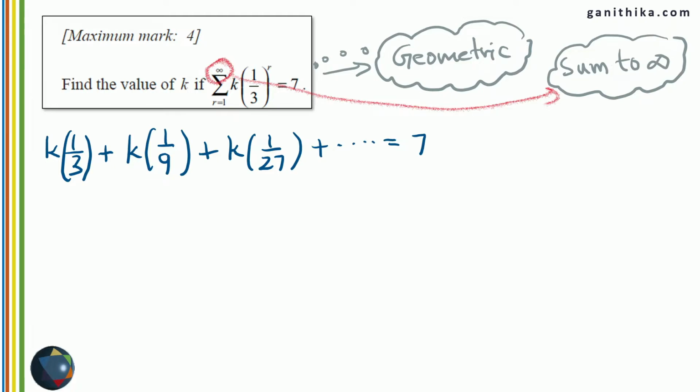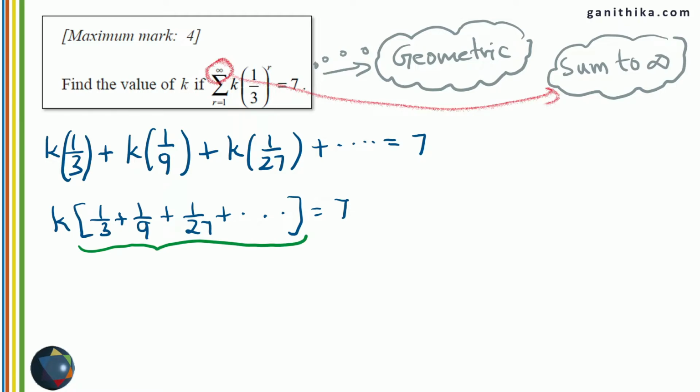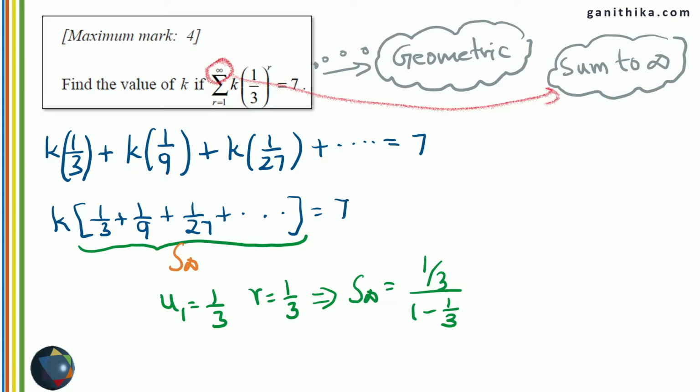Now you can take k common and write the infinite series in brackets equal to 7. What you are seeing inside this bracket is a sum to infinity of a geometric sequence where u1 is 1 over 3 and the ratio is also 1 over 3. And substituting this in the formula S infinity is equal to u1 over 1 minus r, which we just saw in the previous question. So again in this question for the examination, you need to refer to the formula booklet for the S infinity formula, u1 over 1 minus r.